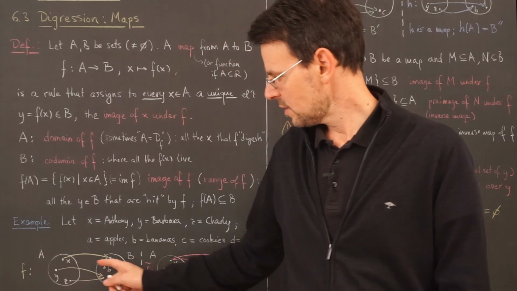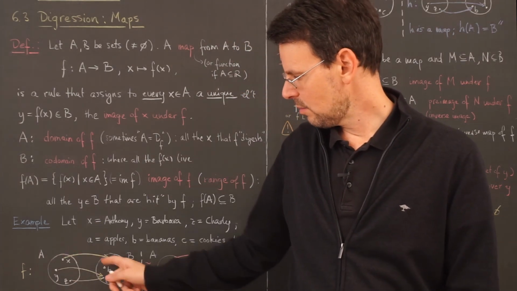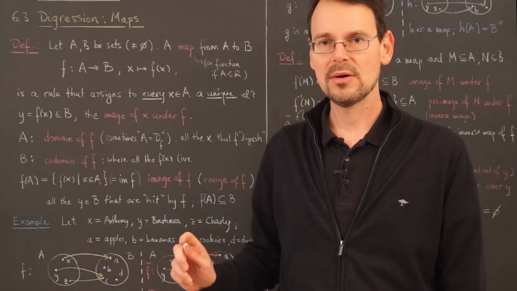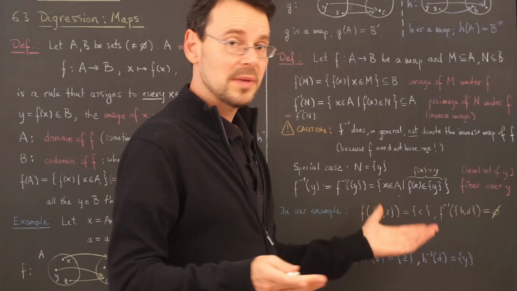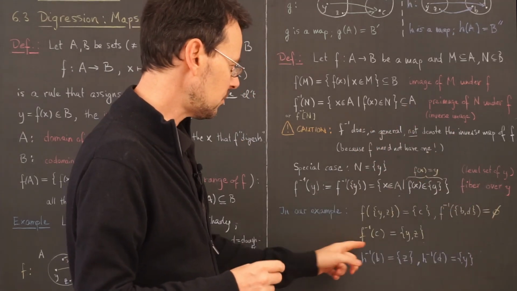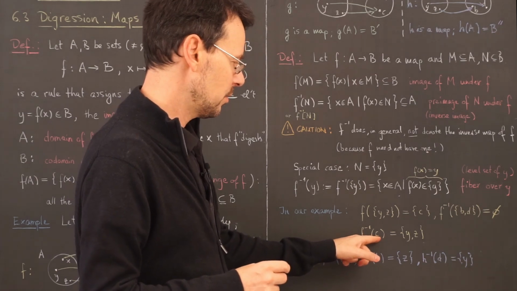Why? Because there is no arrow ending at either banana or donut. So none of those elements get mapped to banana or donut in this example. So this might also happen: the preimage of a set is empty.